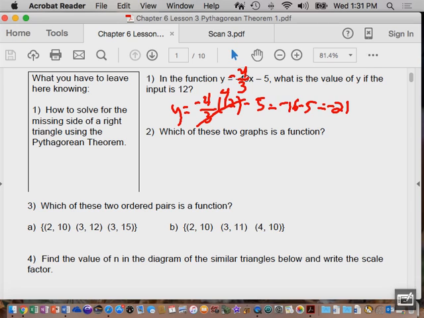Okay? As far as which of these two graphs is a function, the second graph. First one fails the vertical line test. Third one, which of these is a function? B. First one's not because of the two 3's.